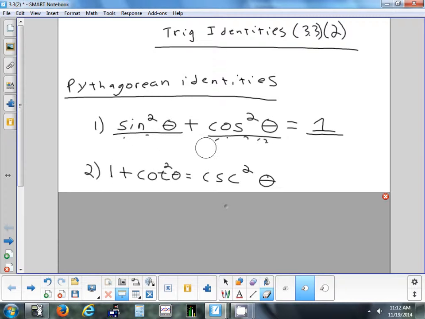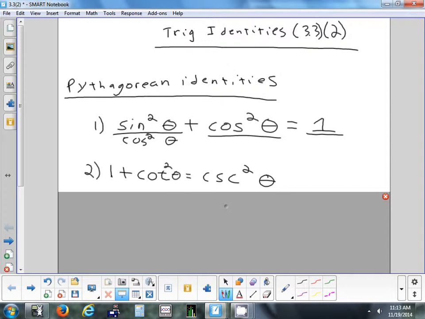Any questions on the second identity? And just like the first one, that can be rearranged as well. You could subtract cotangent squared from each side and say 1 equals cosecant squared minus cotangent squared. But we're not going to go through all the ways you can rearrange it. All right, let's go back to the original identity one more time. This time, let's divide everything by, what did we do last time? Sine squared? Let's do cosine squared this time.